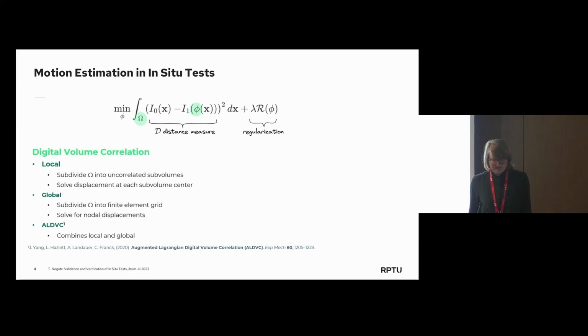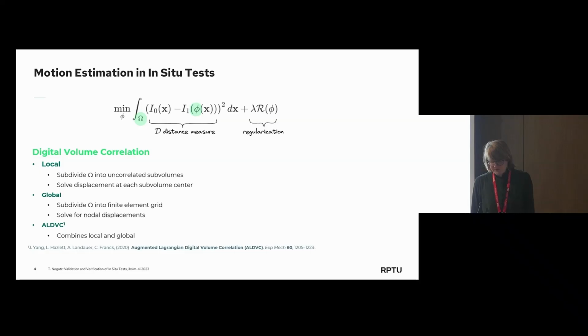And then there are, let's say, 3 methods. There are, of course, many more, but 3 main methods to divide DVC. The first one is the local one that we just saw, by subdividing the image into subvolumes and calculating a displacement vector per subvolume. Then there's global DVC, where we subdivide omega by a finite element grid, and we solve for node displacement. And in 2020, there was a combination introduced, which, from my perspective, performs very powerful among the open source softwares.